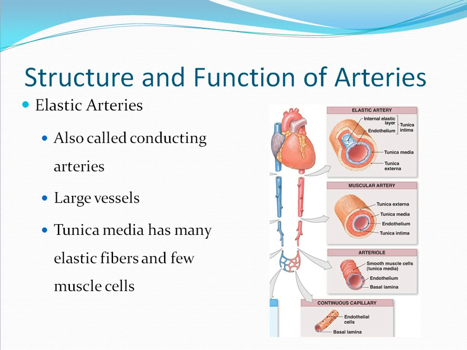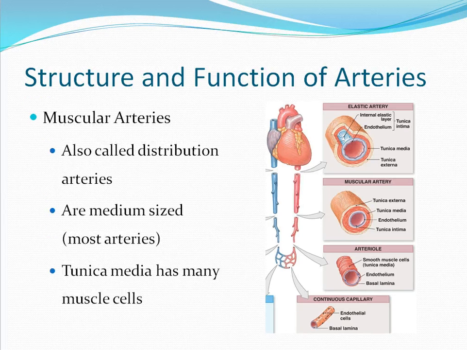Their tunica media has many elastic fibers compared to the number of muscle fibers. This makes them very resilient so that they can handle the increased pressure load. Examples of elastic arteries are the pulmonary trunk, aorta, and all their major branches.